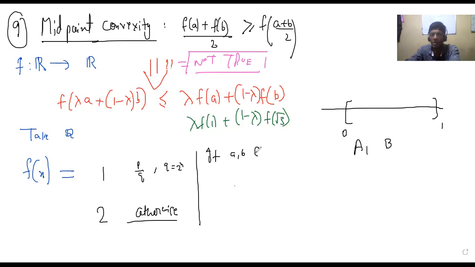So if A and B are in A, then (A plus B) by 2 is in A, right? And B also is like that. So let's write that. So both are closed under average. Right, that's better notation. Then (A1 plus A2) by 2 is in A. Yes.